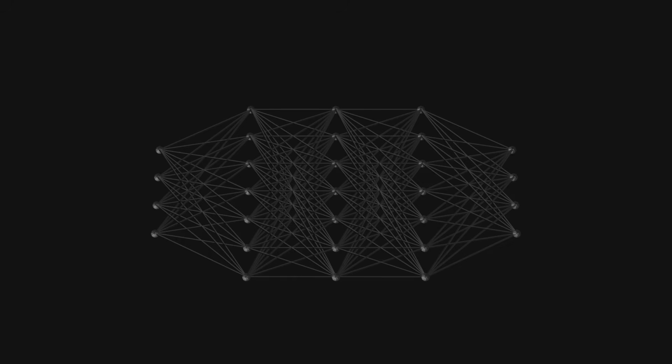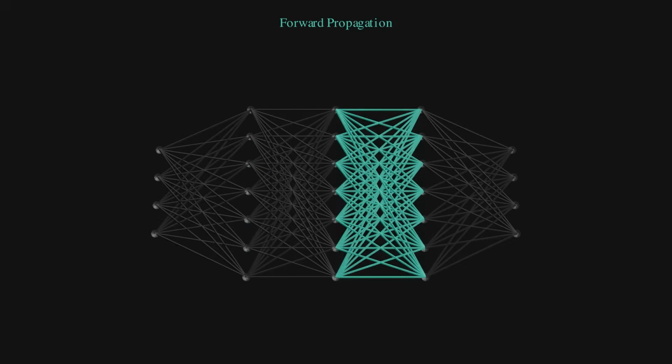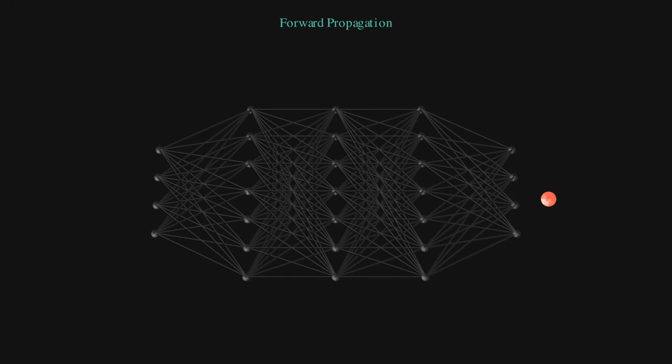Gradient descent only works if you already have the gradient. But our model doesn't have one parameter. It has billions arranged in deep sequential layers. To calculate the error, data must travel forward through every weight matrix layer by layer. Each set of connections carries the signal forward. This is forward propagation.